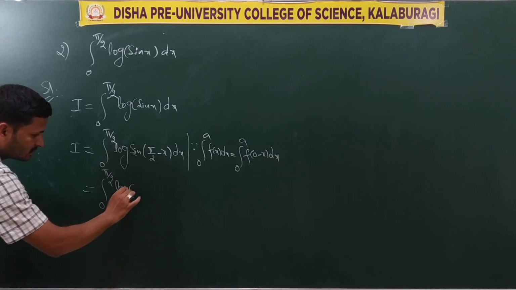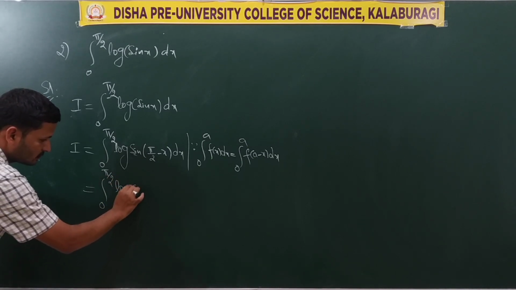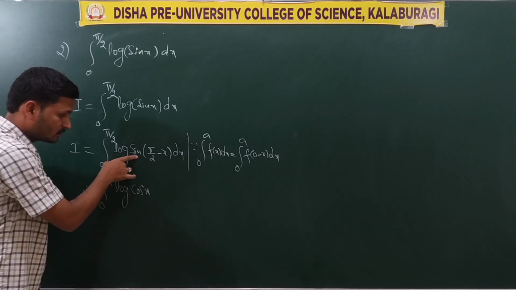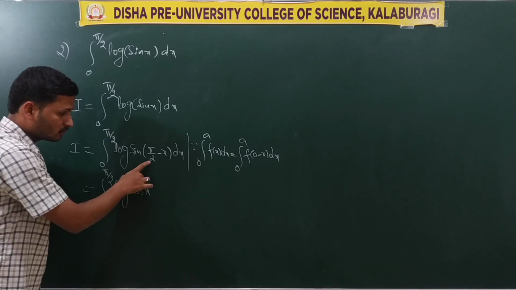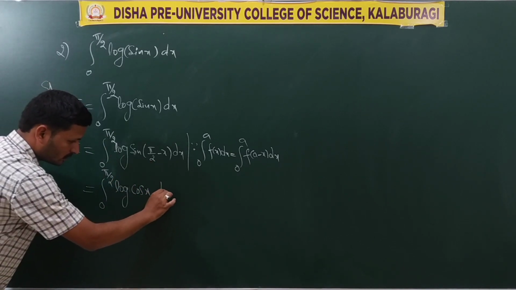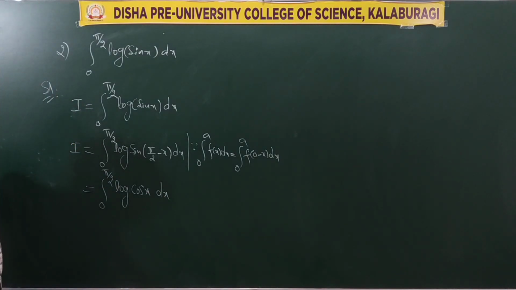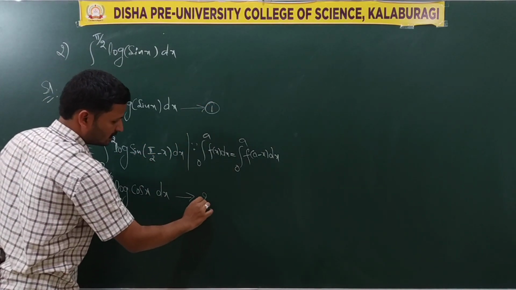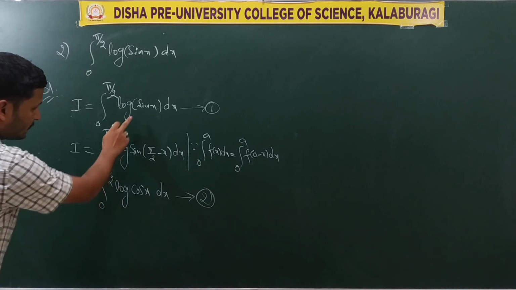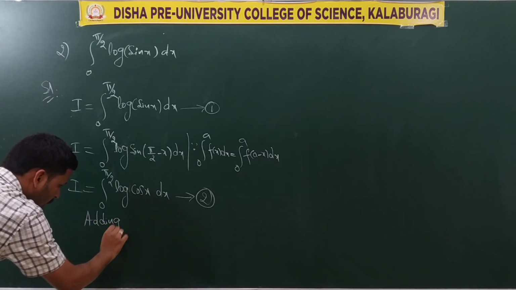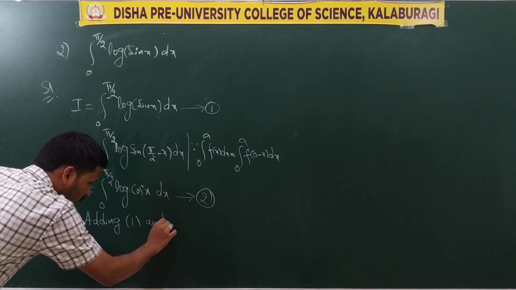So log of sin of 90 minus x is cos x. Since 90 degree is there, the ratio definitely changes to cos. So for 90 minus x, in the first quadrant, the sign is positive, so sin of 90 minus x is equals to cos x. So this is integral I. Call this equation number 1 and this equation number 2. So adding equations 1 and 2.